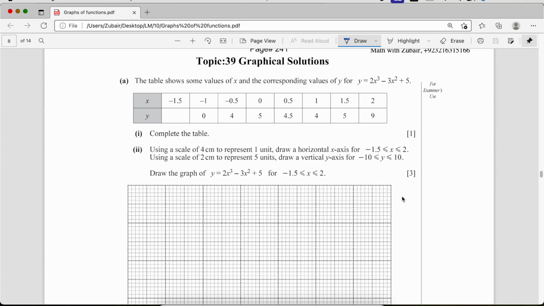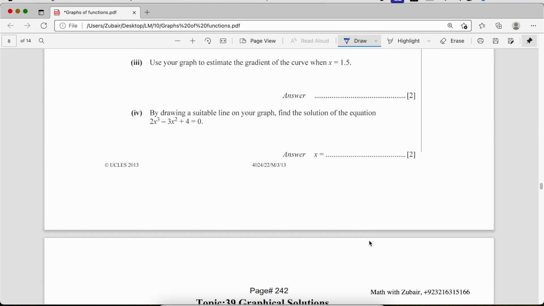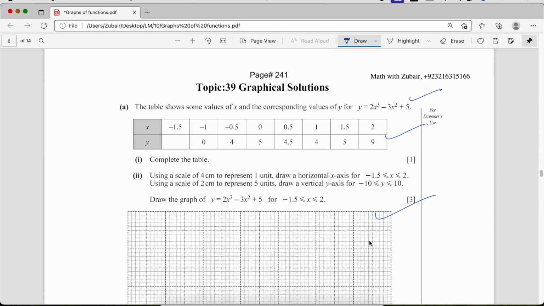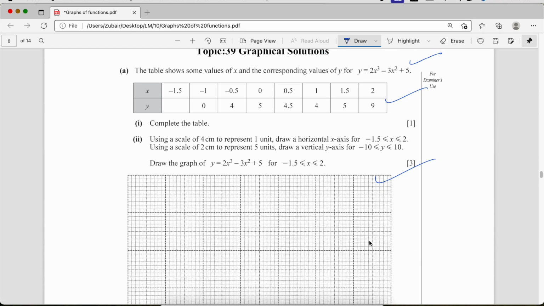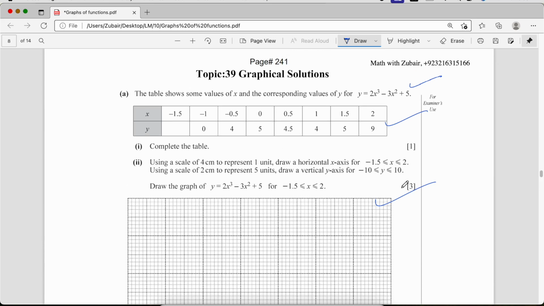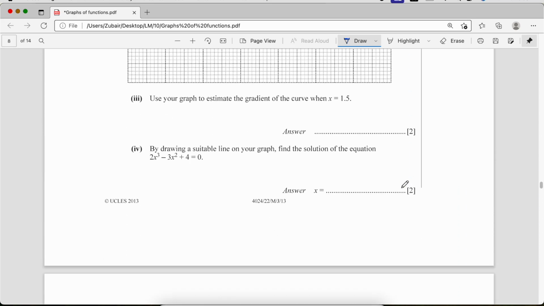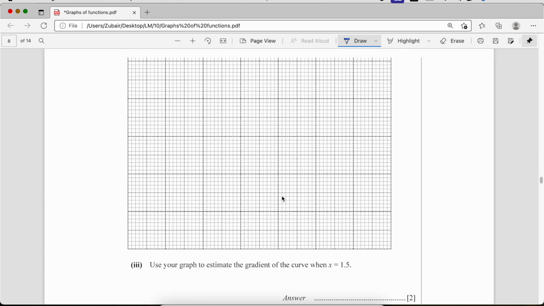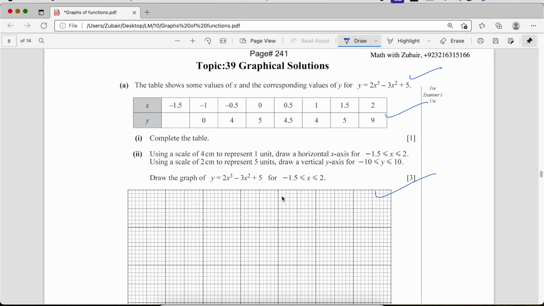Next question. Same thing on repeat. Equation is there, table is there, we have to draw the graph and then a few parts. -1.5. I'm using a calculator for this question. This is from paper 2, okay? So that's going to be 2 multiplied with the -1.5 cube minus 3 bracket, that's -1.5 square plus 5. So I'm getting -8.5, -8.5.